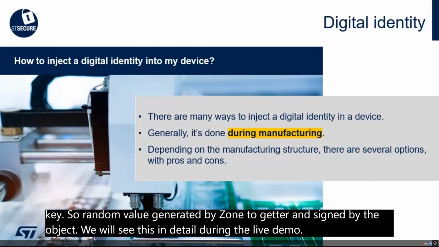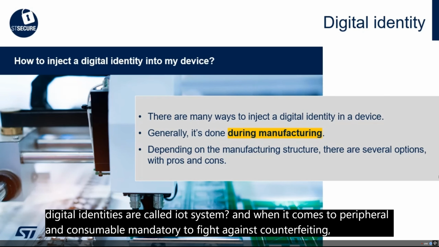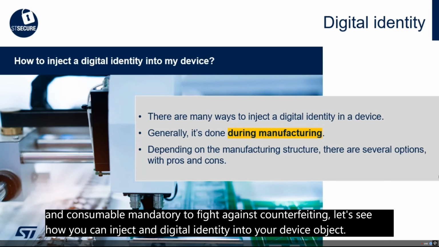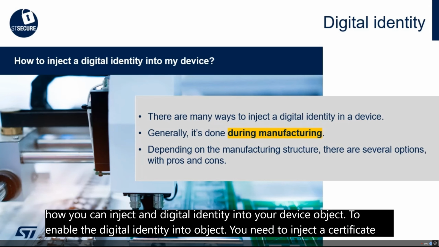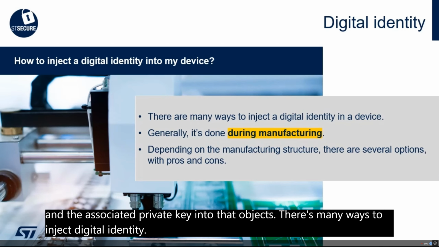Now you understand that digital identities are the core of the IoT system. And when it comes to peripheral and consumable, a mandatory tool to fight against counterfeiting. Let's see how you can inject a digital identity into your device or object. To enable a digital identity into an object, you need to inject a certificate and the associated private key into that object. There are many ways to inject digital identity. Generally, it's done during manufacturing.